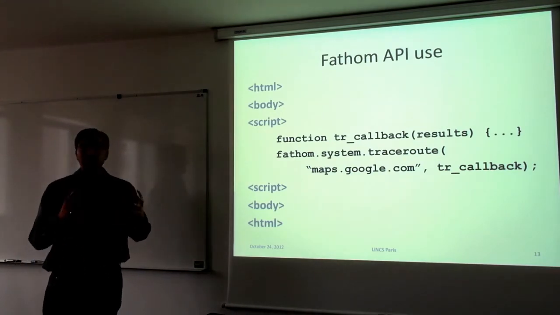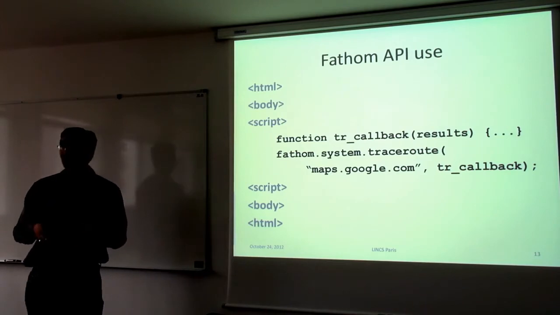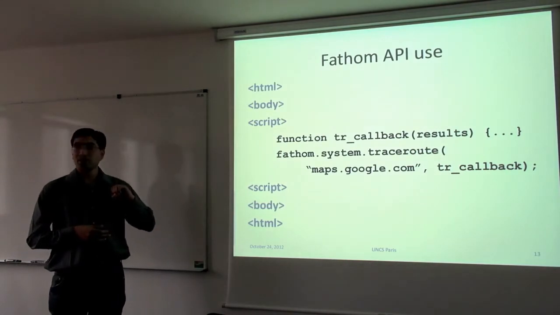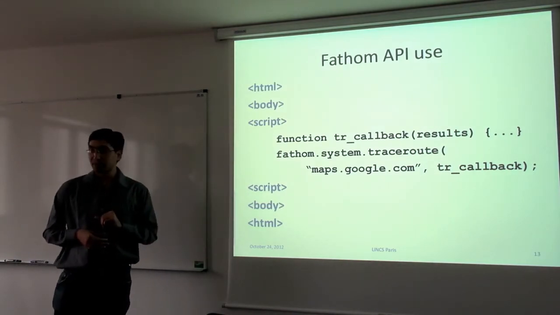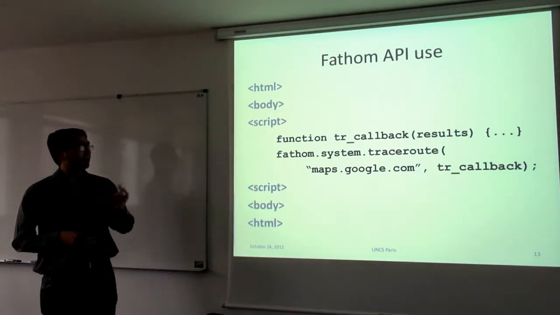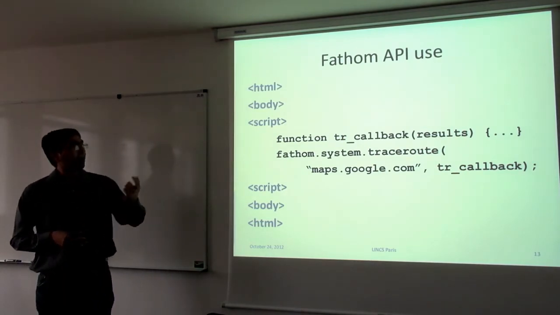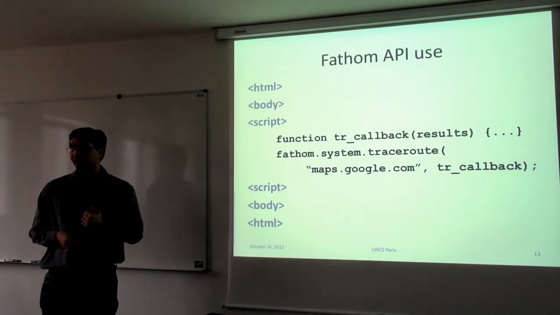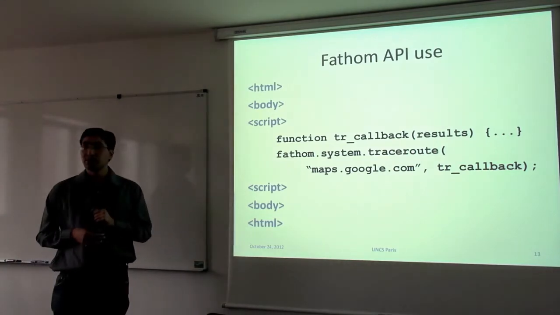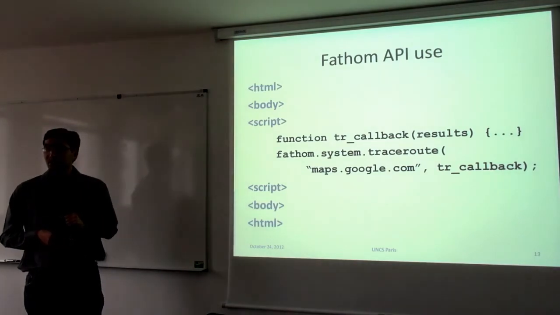Now, this slide shows an example use of a Fathom API. Assuming that we have to perform, say, a traceroute experiment from an end host to, say, the Google Maps web server, we can make use of the traceroute API, which is part of the system namespace. Now the traceroute API has two arguments. The first is the host to which we want to perform the traceroute experiment, and the second is a callback function. Once the results of the traceroute experiment are available, this callback would be invoked, which can further process the results.